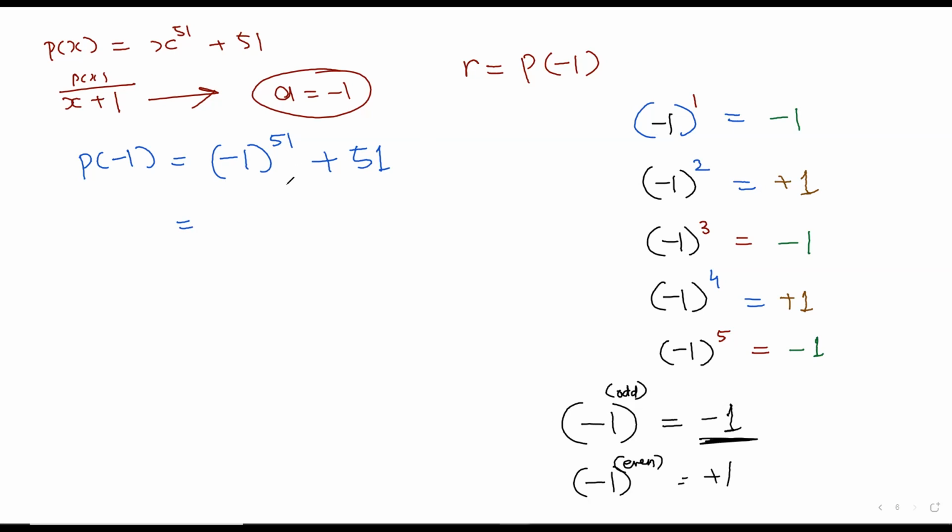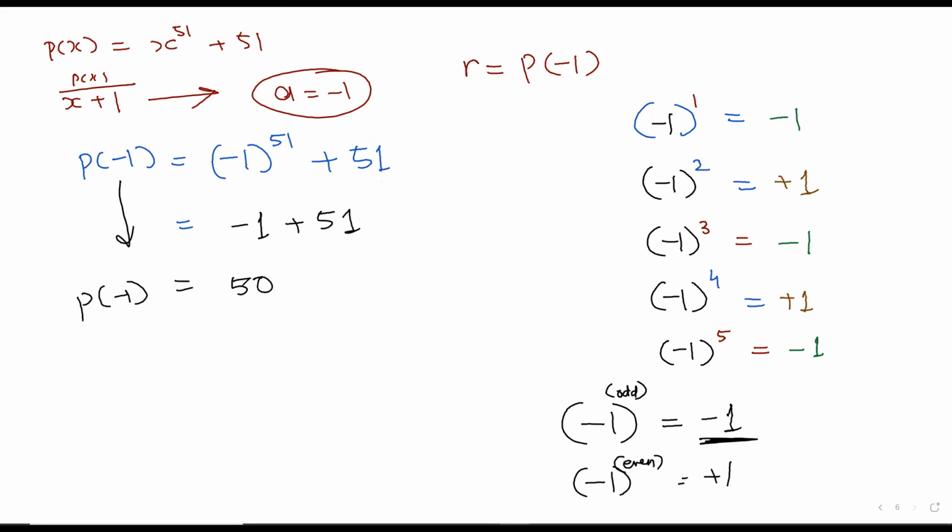Ma'am, -1. That's right, because 51 is an odd number. So we have -1, and then this over here is +51. So what do we have? P of -1? P of minus 50. That's right. This is 50.